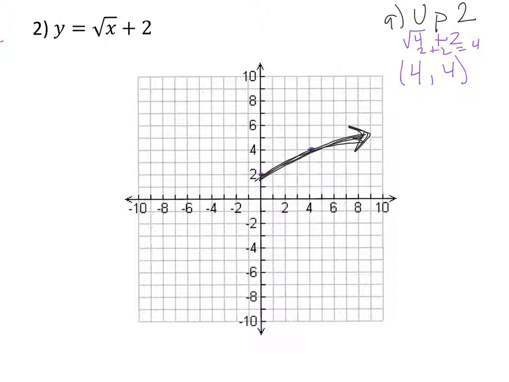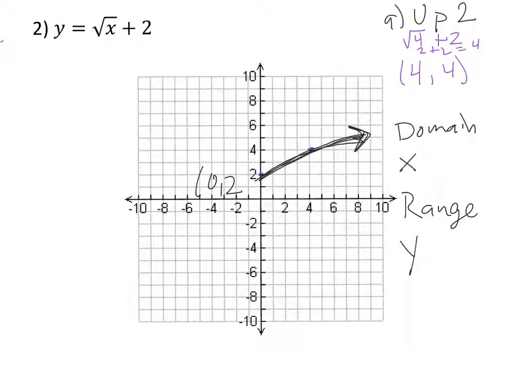And now I'm doing my domain and range. So I have my domain, I have my range. Domain is always your x values. Domain is always your x. Range is always your y. This point, your vertex point, is (0, 2). So 0 is your x, and 2 is your y.